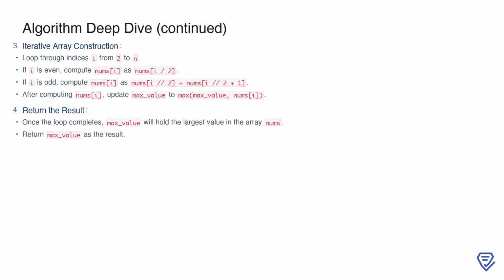After computing nums[i], we compare it with the current max_value and update max_value if the new value is larger. This process ensures that we determine the maximum value as we build the array, avoiding the need for a separate pass to find it later. Once the loop completes, max_value holds the largest value in the array, and we return it as the result.